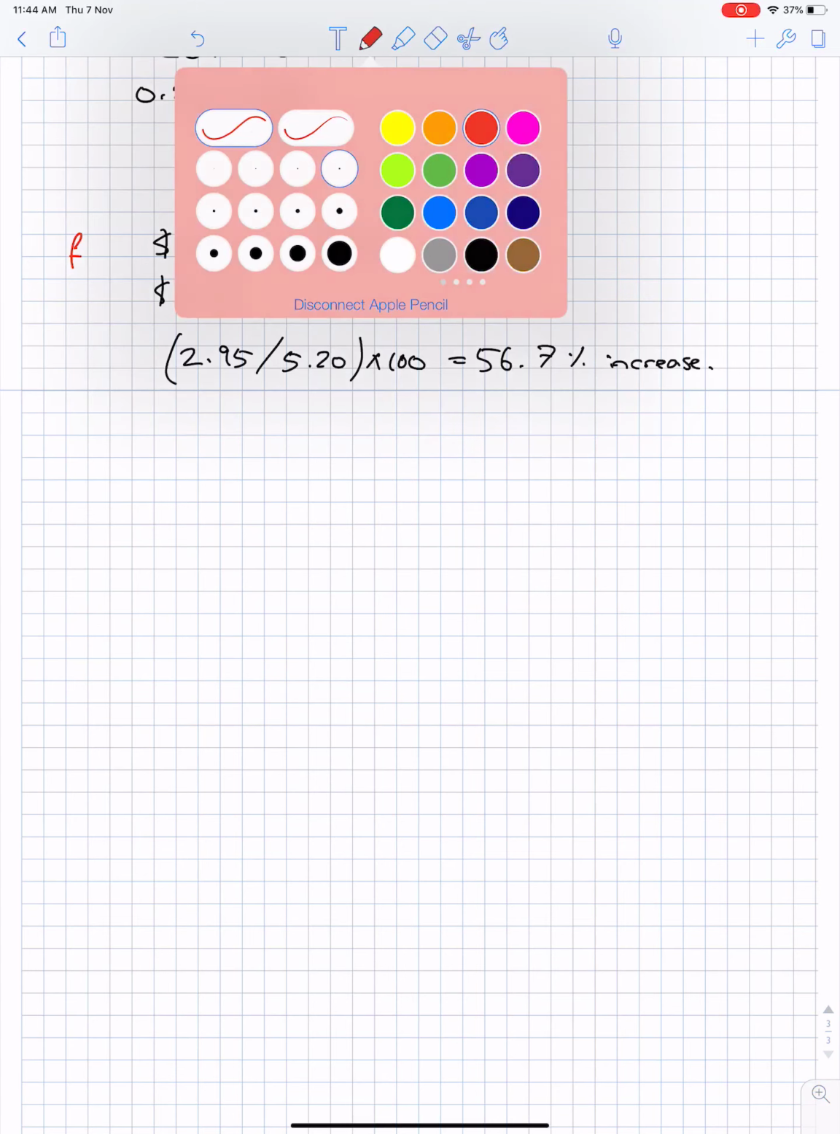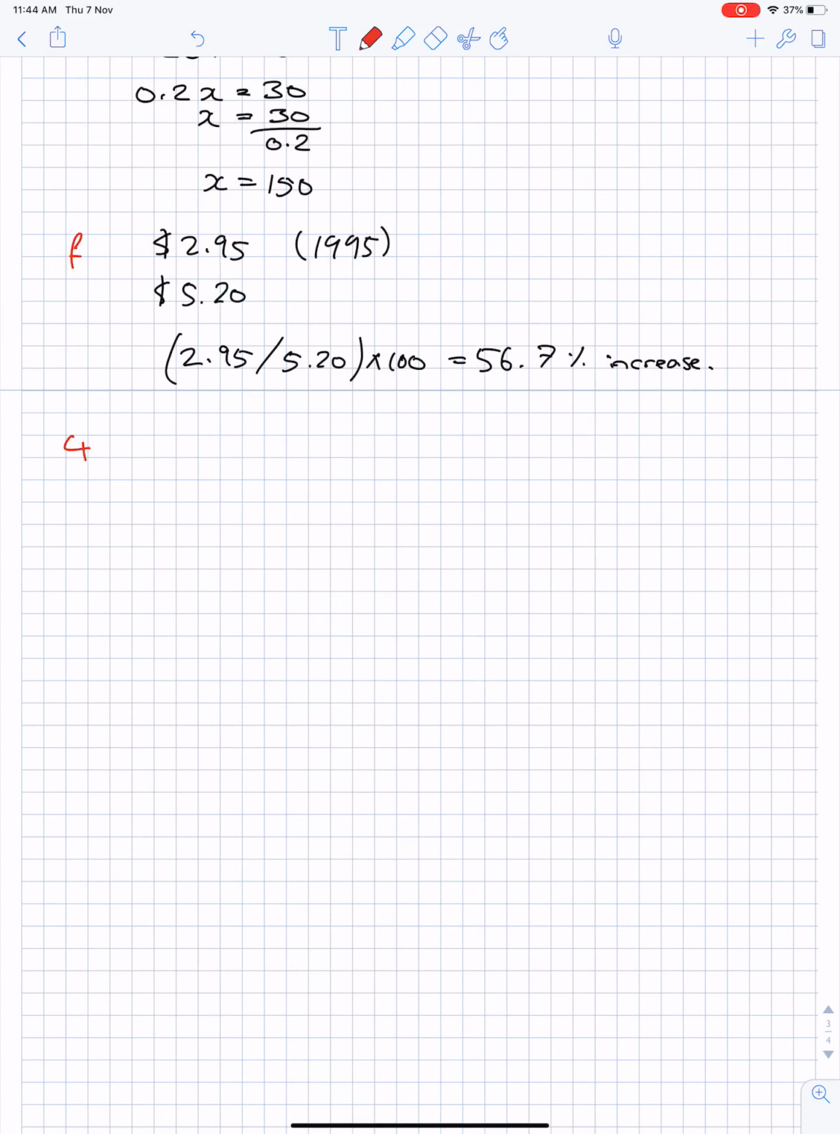Question 4. Write these numbers from smallest to biggest. So they are 0.0034, 8 over 250, 0.0304, 34%, and 34 divided by 1,000.